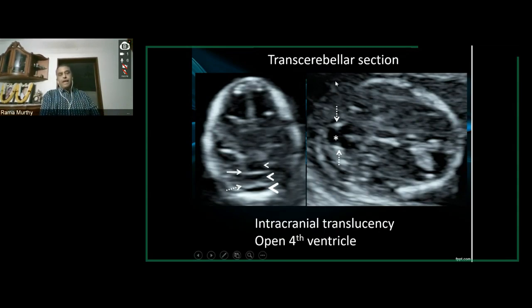At a plane which is a little caudal to this plane, you find that the cerebellum gives way in the midline and the fourth ventricle communicates with the cisterna magna, and that's the classical open fourth ventricle, which is not pathological at this stage. It's simply because the vermis has not finished its development, and if you leave it enough time, the vermis comes in there and it segregates the fourth ventricle from the cisterna magna. So remember, an open fourth ventricle is perfectly normal at this stage of gestation.